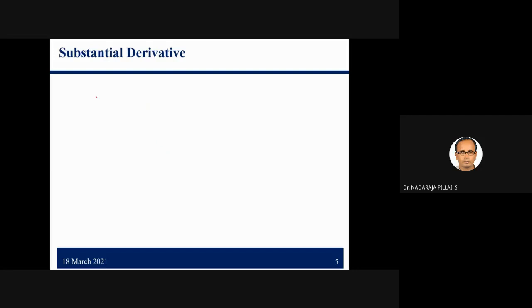Now we will go to the basics of the Taylor series. Let us say rho is equal to rho of x, y, z, t. Let us expand this function in Taylor series.